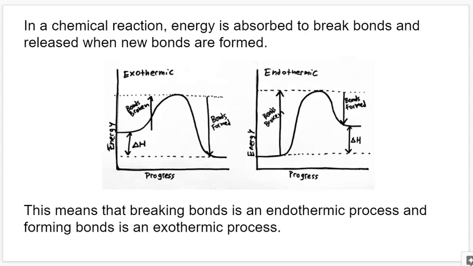And then when you try to pull those magnets apart, you're going to have to put in energy to overcome that force. So by the same logic, energy is absorbed to break bonds because we need to put in energy to pull atoms apart. And energy is released when new bonds are formed because they are attracted to each other and they release some potential energy as that bond is formed. And this means that overall, the process of breaking bonds is endothermic and the process of forming bonds is exothermic.